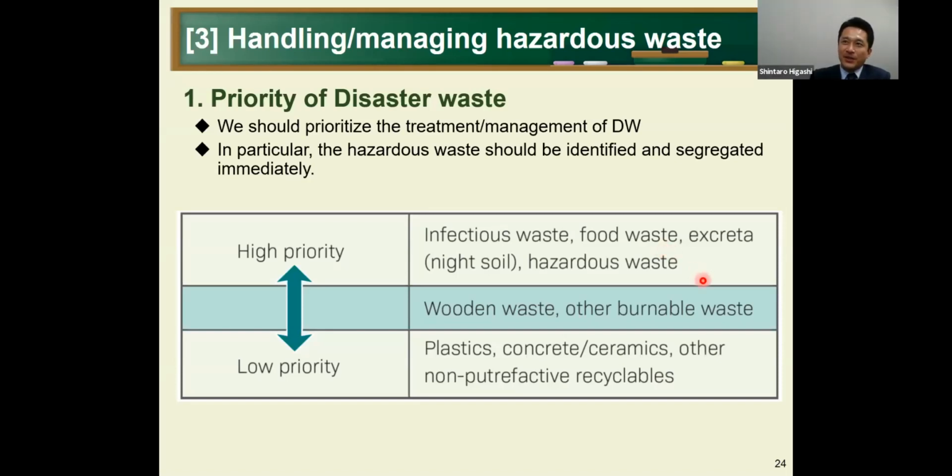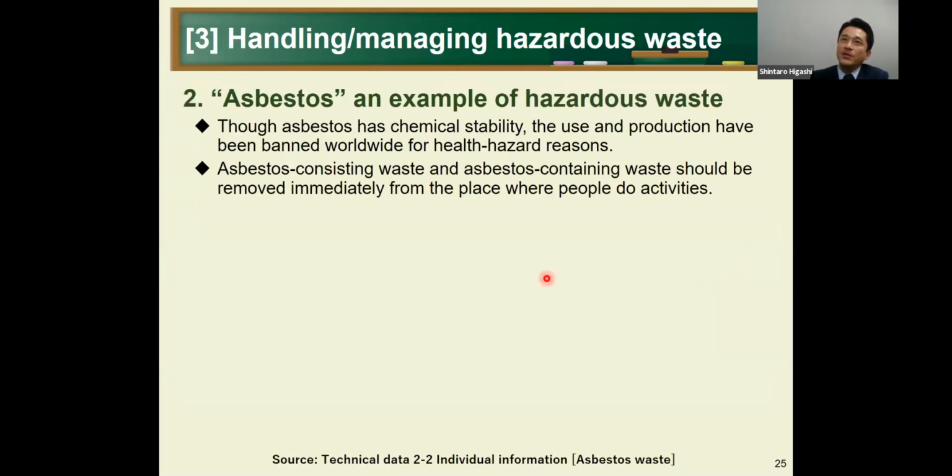Next, I will show an example of the management of asbestos, one of the hazardous wastes generated by disasters. Asbestos as an example of hazardous waste. Though asbestos has chemical stability, its use and production have been banned worldwide for health hazard reasons. Asbestos-consisting waste and asbestos-containing waste should be removed immediately from the place where people do activities.